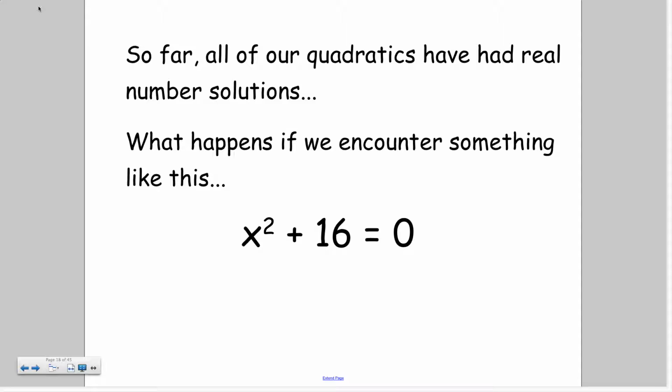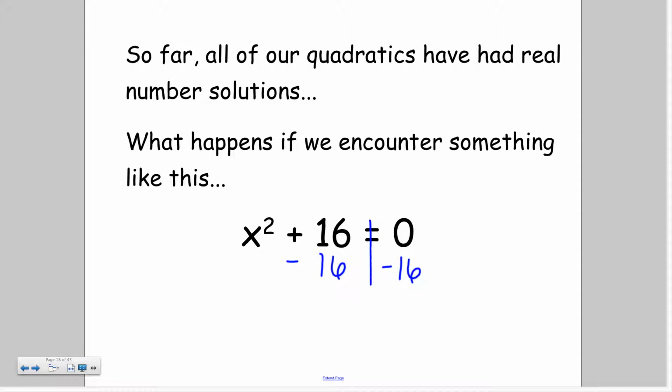So far, for all of our quadratics, we've had real number solutions. In other words, it's been something that is a real number. You can see it, you understand it, you don't get an error in the calculator. But now we're going to look at something like this. We have x squared plus 16 is equal to 0. So to solve this, we're going to subtract 16 from both sides.